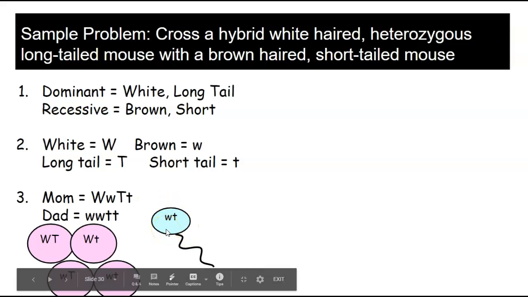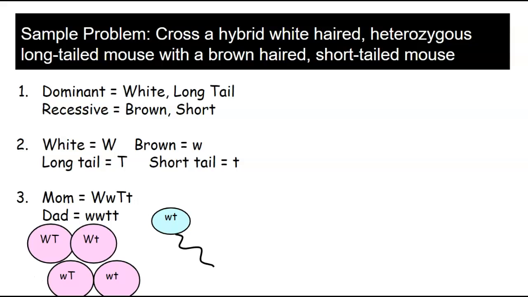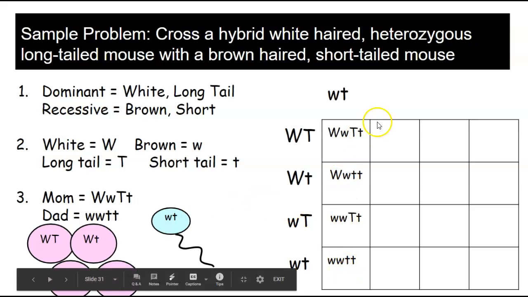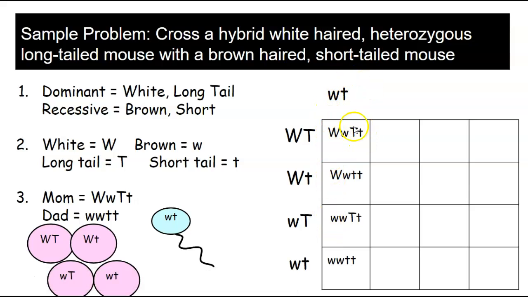Now, once we have those, remember the sperm and the eggs are going to go on our Punnett square. Again, I have 16 squares here. You don't need to use all of them. So I've got mom going down one side, dad going down the other. And then I just fill them in. I put all the W's together, I put all the T's together.